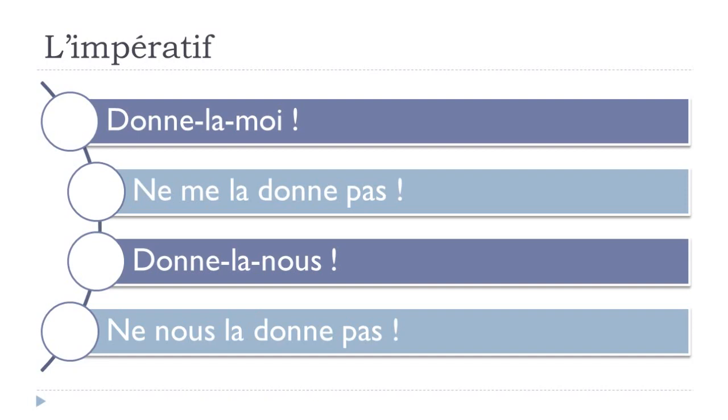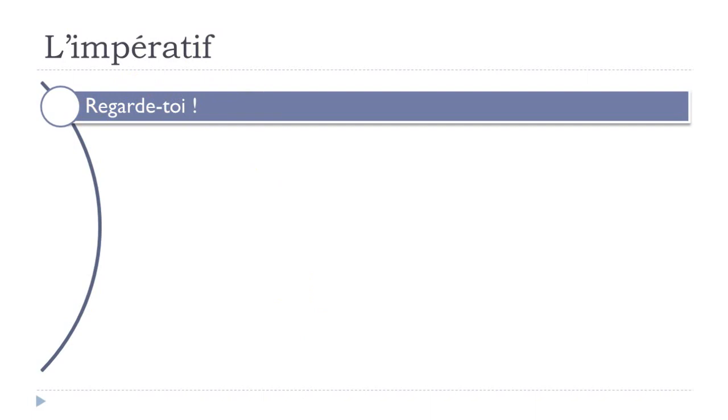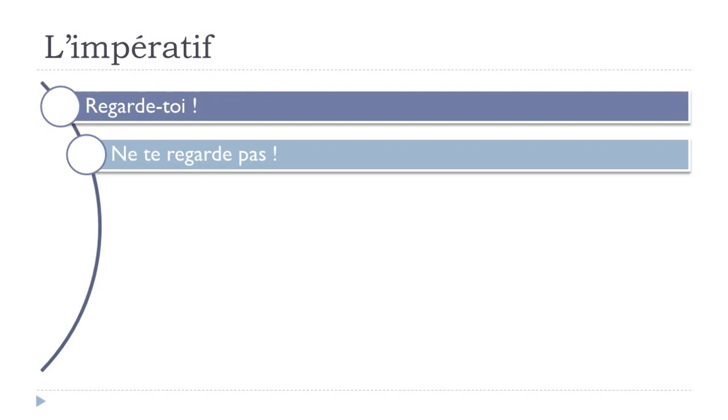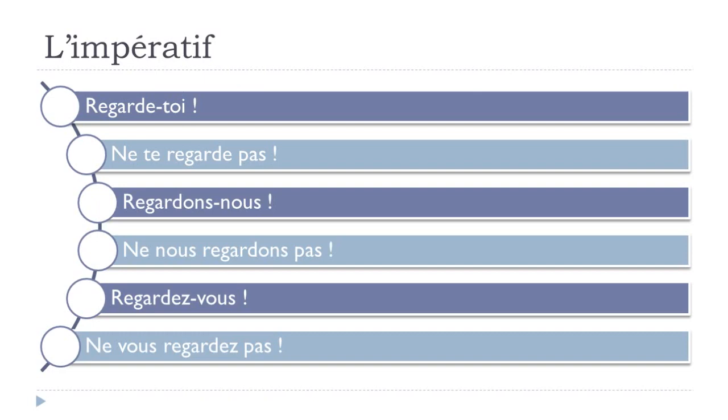So let's see now les verbes pronominaux, okay? And so I took this se regarder verb, okay? So regarde-toi. And then if you put the same structure, but at the negative form, so ne te regarde pas. Regardons-nous. Ne nous regardons pas. Regardez-vous. Ne vous regardez pas. Okay, so exactly the same thing as we saw previously. So toi, nous, and vous should come after the verb. But when you put this structure at the negative form, so te, nous, and vous should come before the verb. Okay, so that's the rule.